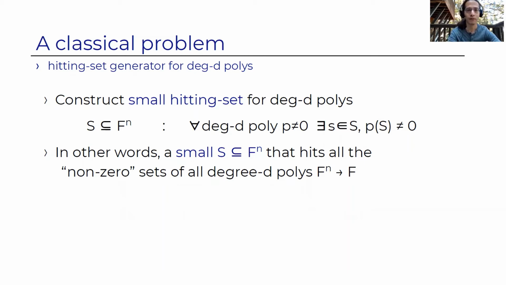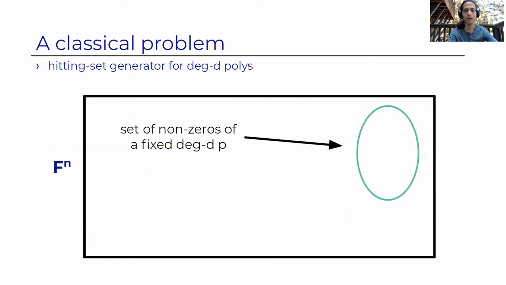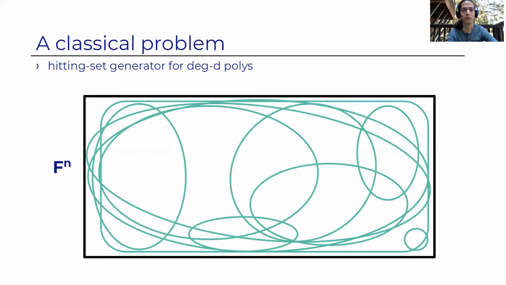And let's present a visual example. So this is our domain. And for a fixed polynomial p of degree at most d, this is the set of non-zero points, the set of points on which it evaluates to non-zero. And we simultaneously consider all the subsets corresponding to all polynomials of degree at most d. And we want this red set, a very small set that simultaneously hits all of these subsets.